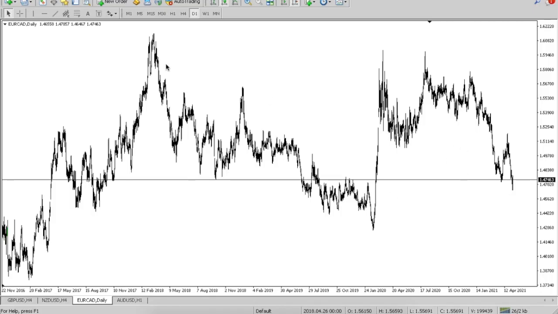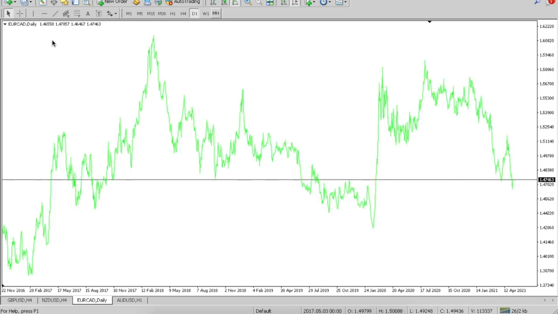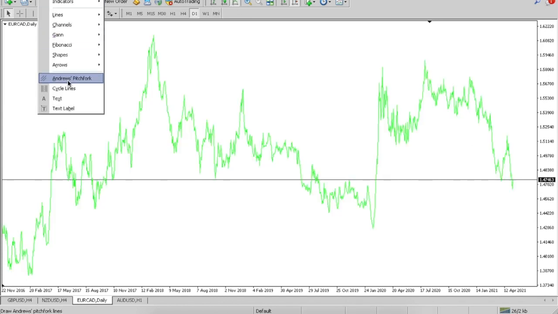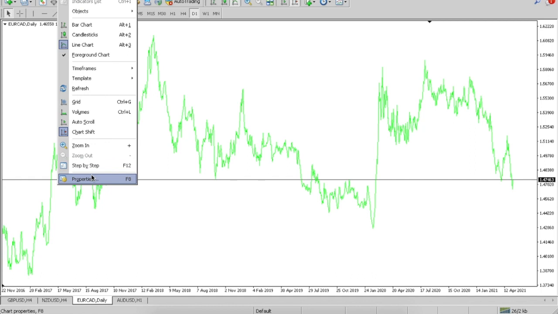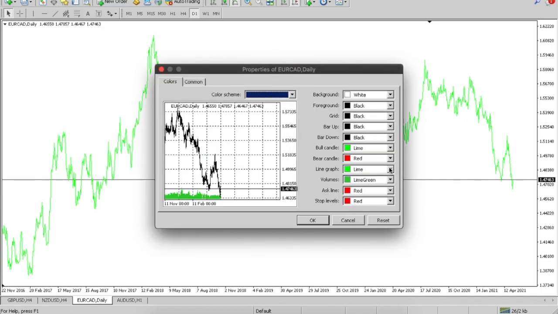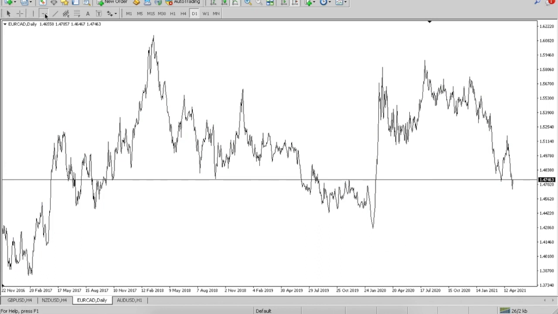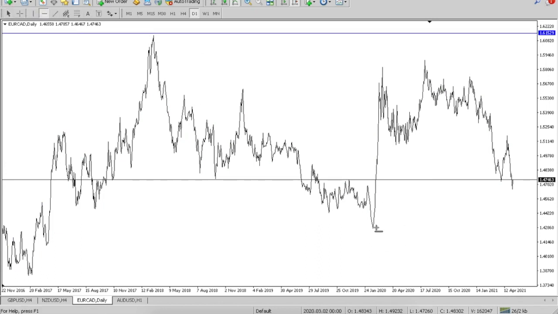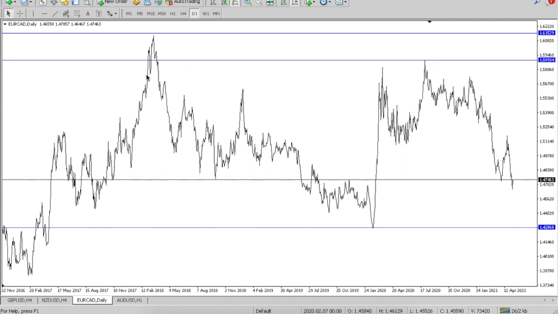So this is our EURCAD. We start on the same time frame, which is the daily time frame, and then we want to check our supports and resistance levels. We'll mark the highest point and the lowest point, and then we mark the points in between.